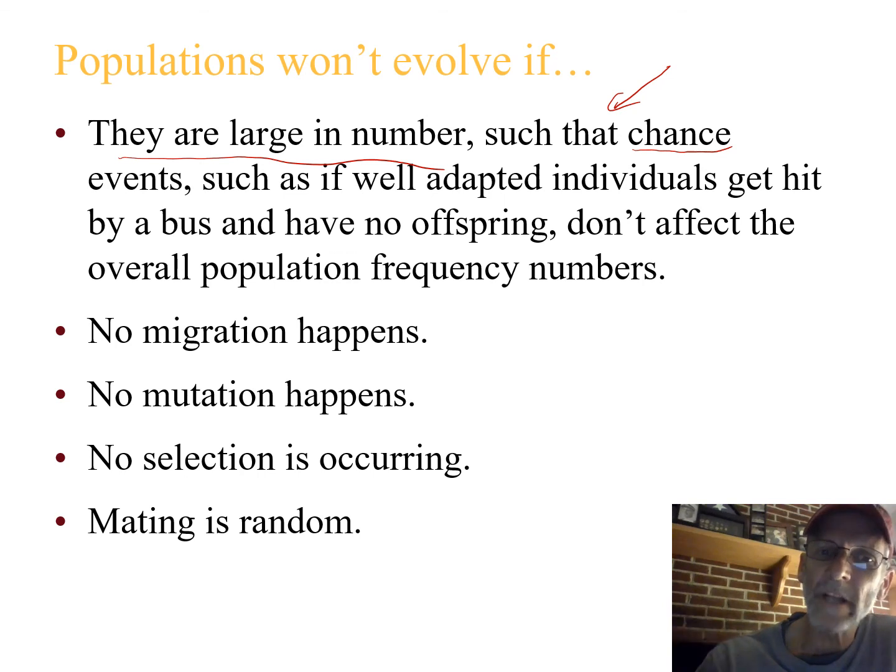So that's why large population size is important in terms of this theoretical non-evolving population, because it eliminates chance events that might cause evolution. We're going to give those chance events another name, unfortunately chosen name, as you're going to see in a little bit.